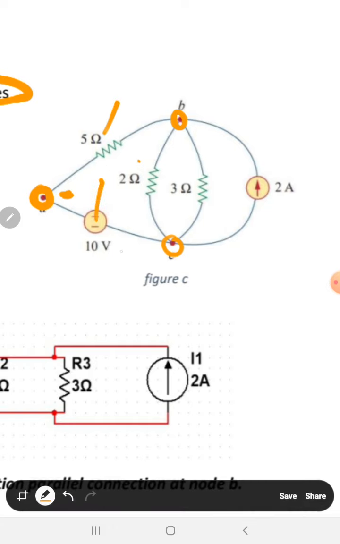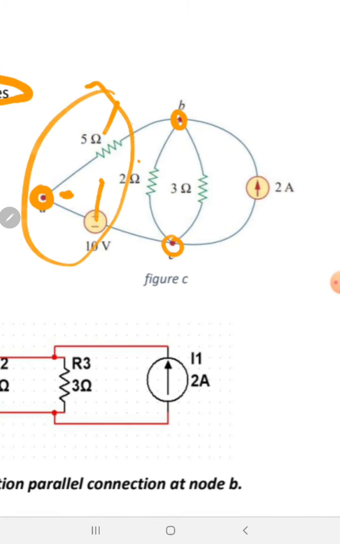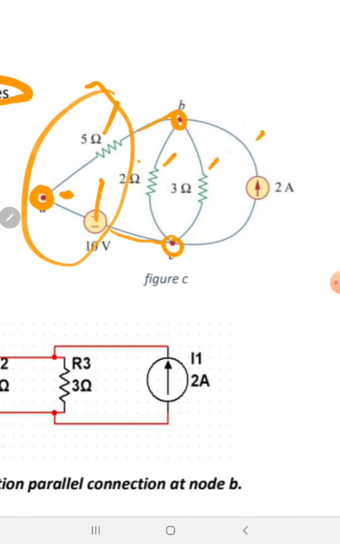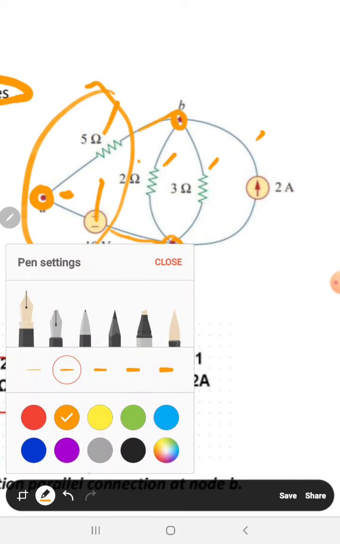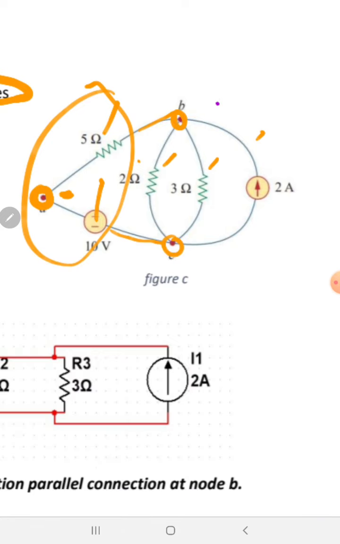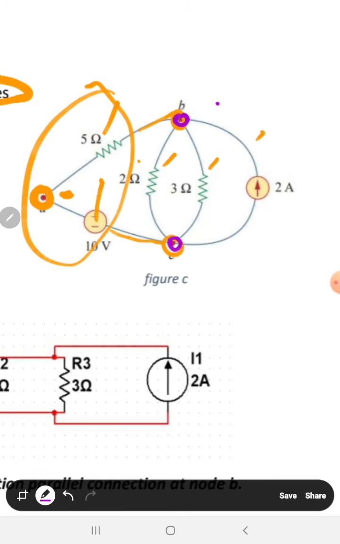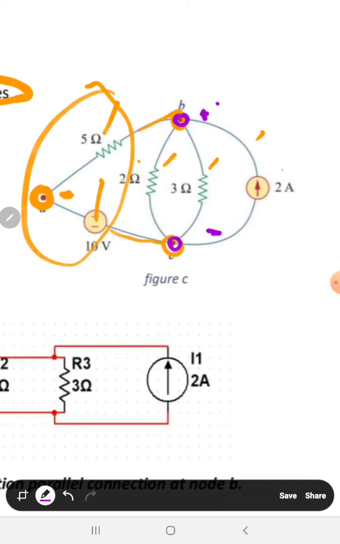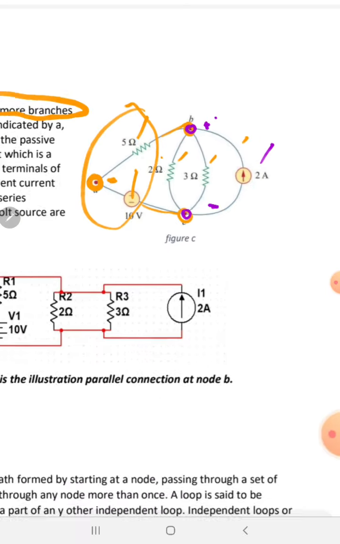Ito yung naging terminal ng dalawa, because nakaseries silang dalawa. And then itong dalawang to, pinarallel natin sa combination ng 2 ohm, 3 ohm, and 5 ohm. Bakit siya nakaparallel, sir? Kasi nga, itong dalawa na to, your B and C are the nodes connecting both of the terminals of your active source and your passive elements, which is your 2 and your 3 ohm.